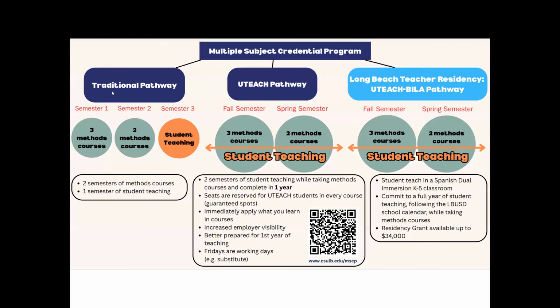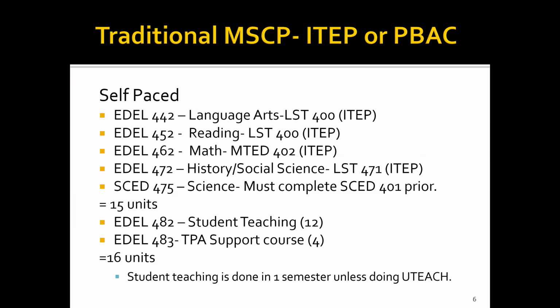So you'll see here for the traditional pathway, again, the traditional pathway is doing student teaching in one semester. The credential program advises that you take the 5 methods courses over 2 semesters. Now, it can be done in one semester for the fastest route, but it's just not recommended because there's a lot of content. Plus, you will have your fieldwork hours in each course. So each one of these classes requires 10 hours of fieldwork as well. So it's recommended that if you're doing ITEP, you take these with your remaining capstones.